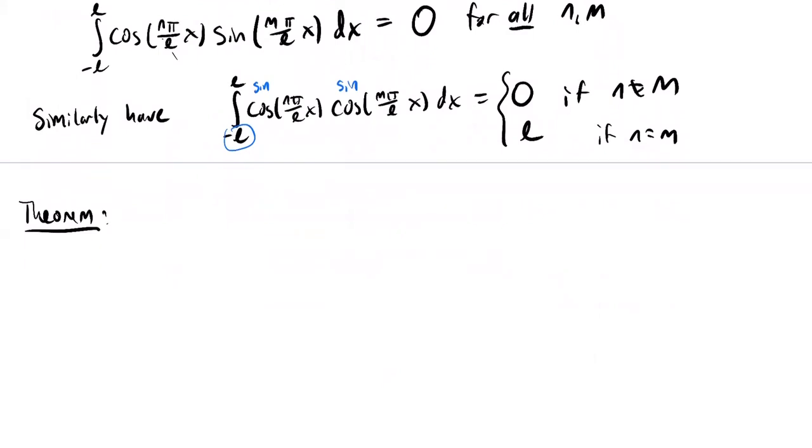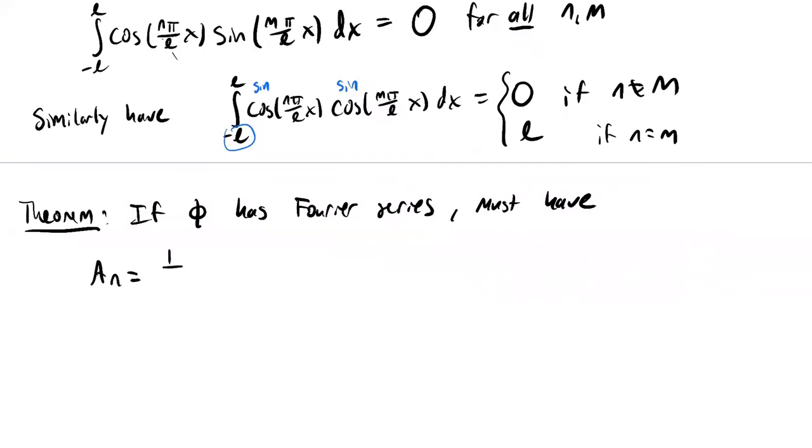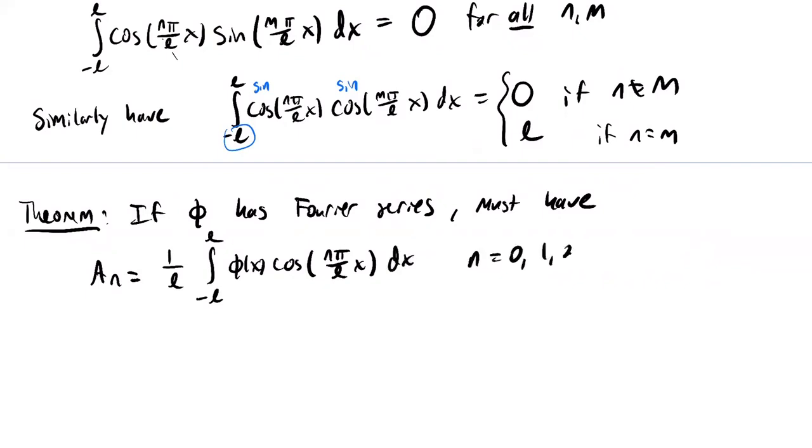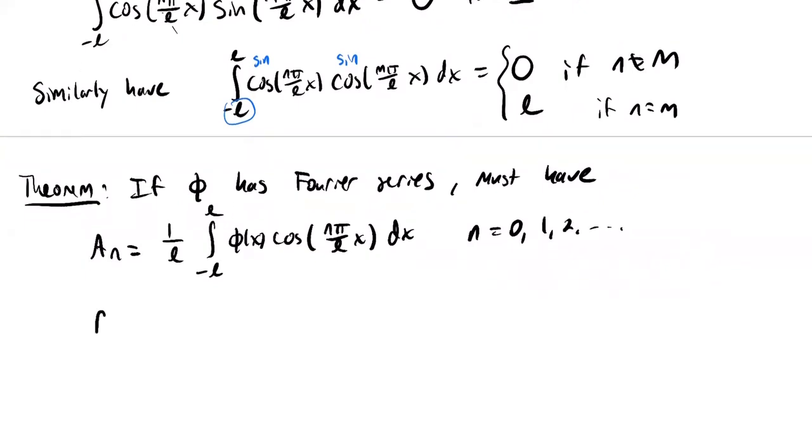So the formula is the following. If phi has a Fourier series in the sense above, you must have a_n equal to 1 over L times the integral from minus L to L of phi of x times cosine of n pi over L x dx, where n equals 0, 1, 2, et cetera. And b_n has to equal 1 over L times the integral from minus L to L of phi of x times the sine term, sine of n pi over L x dx.